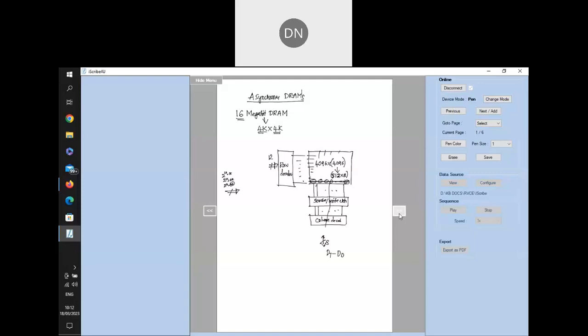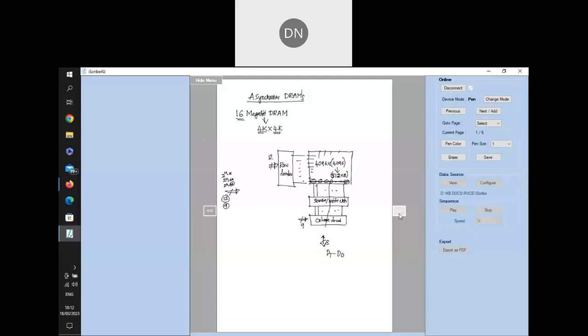Again, the column decoder requires a certain address. How many address bits are required? We know that 2 to the power of 10 is 1K. 2 to the power of 8 is 256, so 2 to the power of 9 is 512. That means 9 address lines are required for this. So totally, 12 are required for selecting the row, and 9 are required for selecting the column.